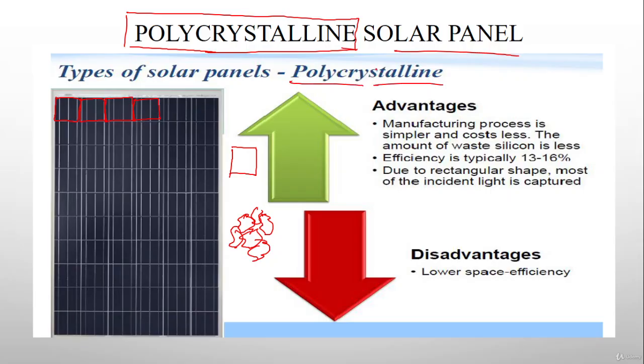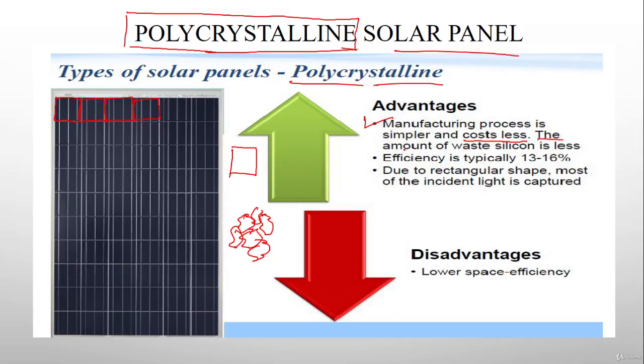In most utility scale solar projects or residential scale solar projects, we prefer polycrystalline solar panels. Among the advantages, the manufacturing process is simple, which affects the cost of production. That is why the polycrystalline solar panel cost is slightly lesser than other kinds of solar panels available in the market.